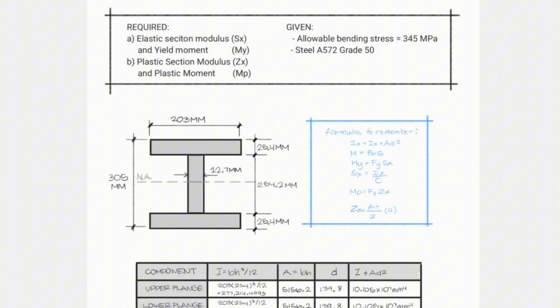So for the first problem, we are asked to determine the elastic section modulus, which is S sub x, and the yield moment, which is My. We are also asked to look for the plastic section modulus, which is Z sub x, and the plastic moment Mp. We have a given allowable bending stress of 345 megapascals with a steel A572 Grade 50.